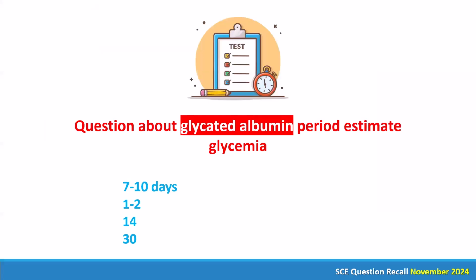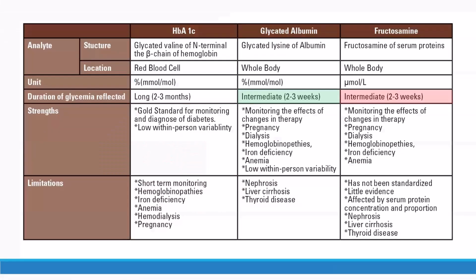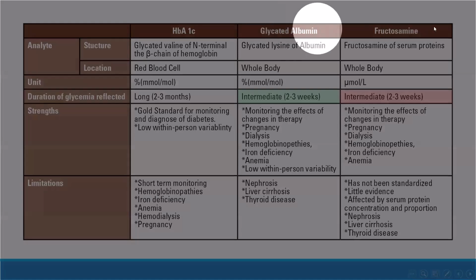And another question in the same exam asks about glycated hemoglobin, which assesses which period of hyperglycemia. As we mentioned previously, it will reflect the previous 2 to 3 weeks. So it is 14 days. So don't forget that glycated albumin, like fructosamine, will assess glycemia in the preceding 2 to 3 weeks, but hemoglobin A1C in the preceding 2 to 3 months.